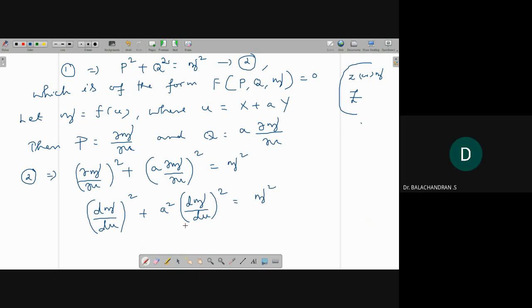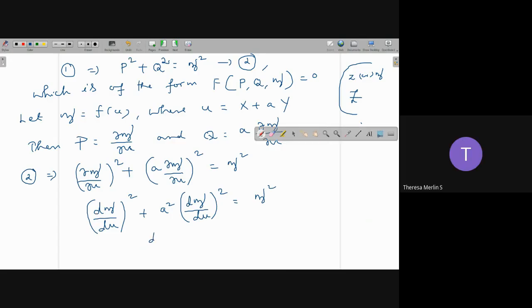Now here, what is common on the left hand side? (dz/du) whole square is common. So (1 + a²)(dz/du)² is equal to z². From this, (dz/du)² is equal to z² by (1 + a²).